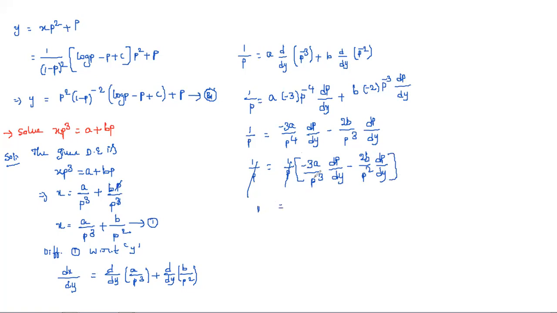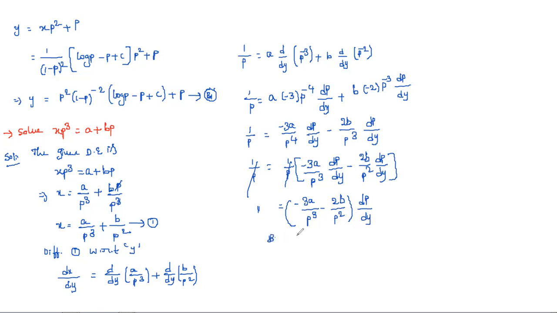Again, if you observe these two terms, which one is the common one? dp by dy is the common one. So take that as common. So minus 3a by p cube and then minus 2b by p square, into dp by dy. Okay, now we need to find the solution for this. So for that, we can simply apply the variable separable method. It means p terms on one side and y terms on the other side. Just we can take this y to this side.